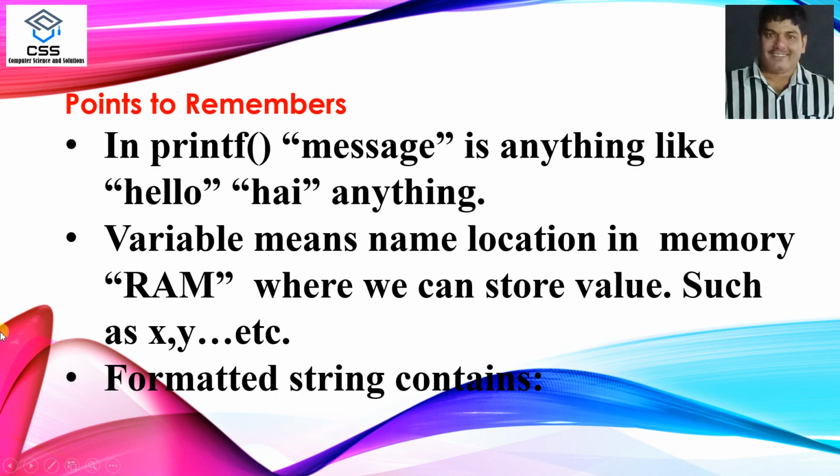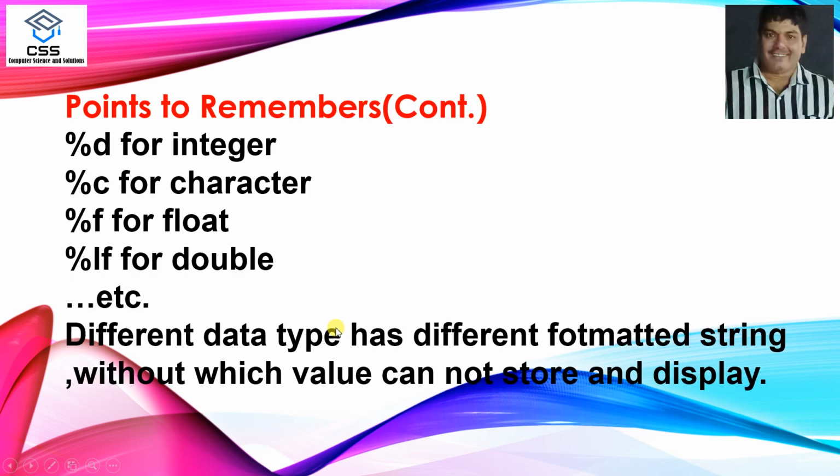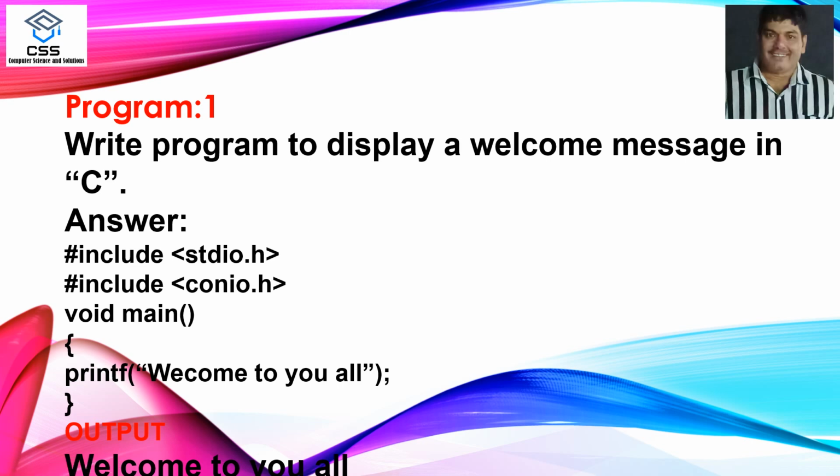Here there are two parts: one is the message part, one is the format string part, but we are using only the message part here. In a later example, we will use the format string part. When you save, compile and run the program, you will get the output "welcome to you all". How this program is written, saved, compiled, run and the output visualized, we will discuss in two ways. First of all, we have to know how to save up to how to get the output. Then we have to run the program and display it on our screen.